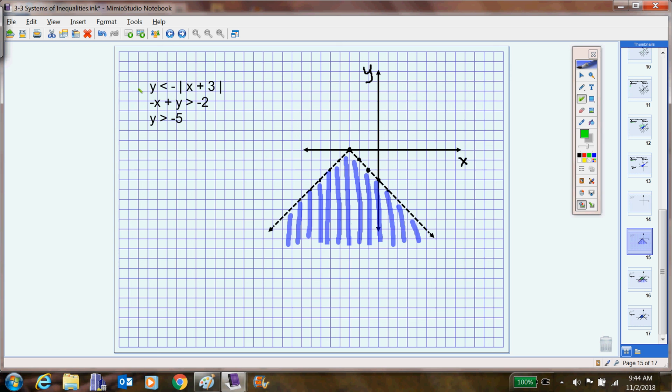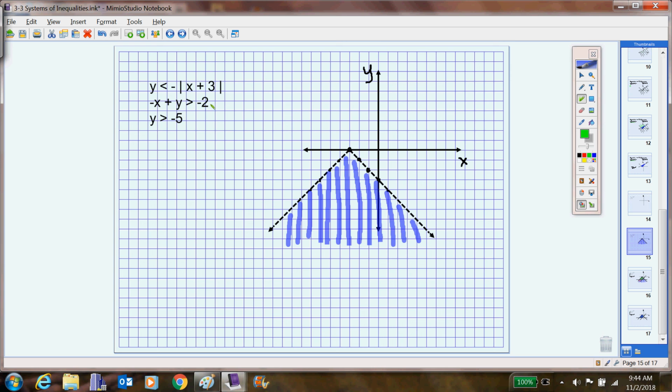If we pick 0, 0, 0 is less than -3, which would be false. So it's not up here, it's down here. But it is easy to think about the less than ones. As long as you have y solved for, the less than ones mean below, and the greater than ones mean above. That's your shortcut. So we've got that one.